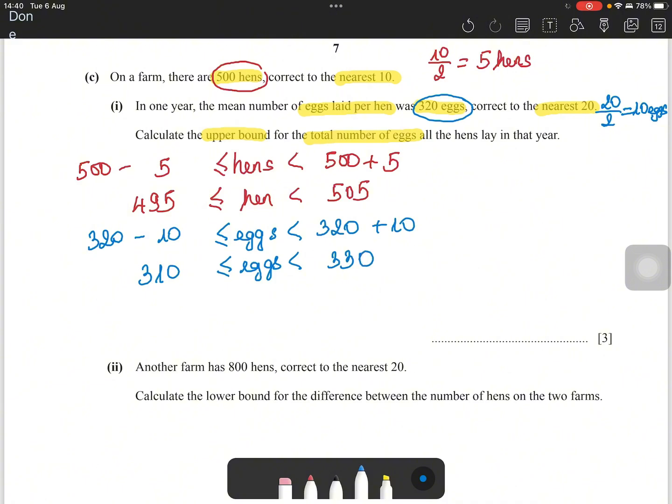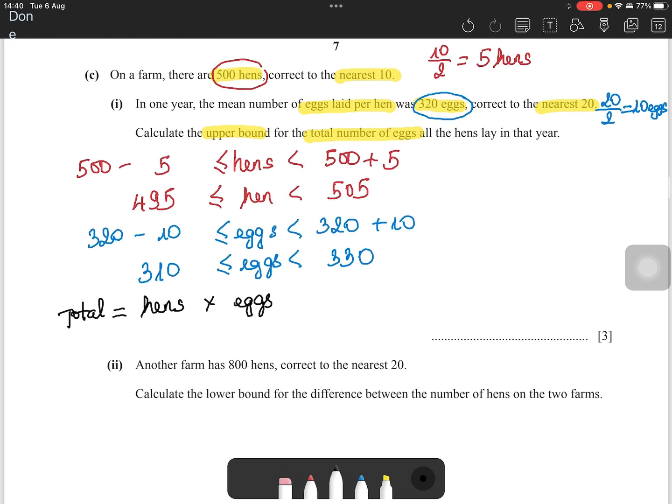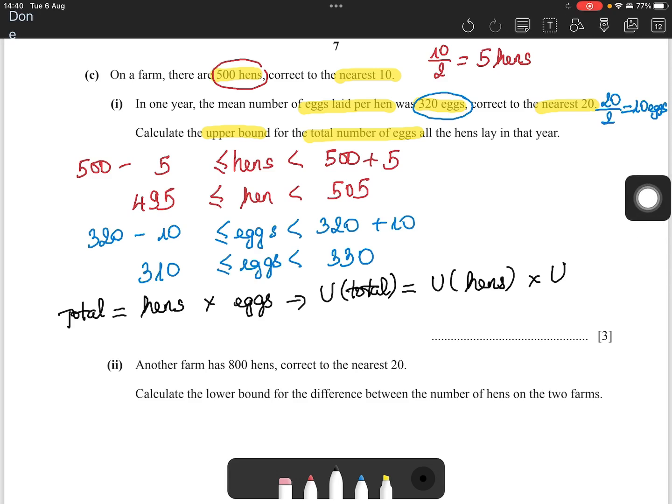And if we want to find the total number of eggs, the total number of eggs is equal to the number of hens multiplied by the number of eggs laid per hen, right? And the upper bound of the total is equal to the upper bound of the number of hens multiplied by the upper bound of the number of eggs laid per hen, which means we multiply 505 and 330 together.